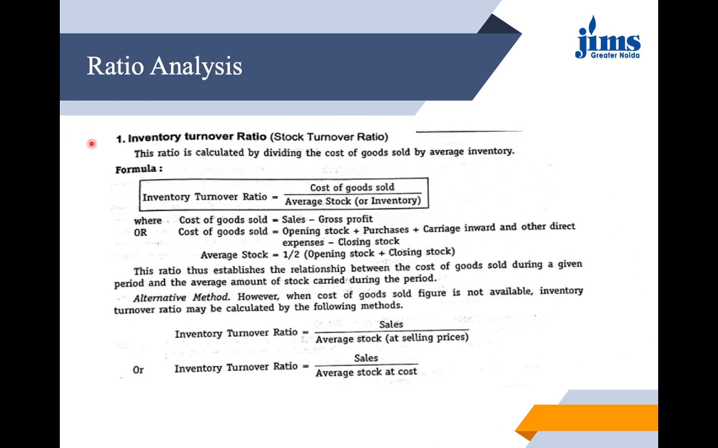Next we have inventory turnover ratio. This is another important ratio. Other name is stock turnover ratio. Formula is quite simple: cost of goods sold upon the average stock or inventory. Cost of goods sold can be calculated by two methods.